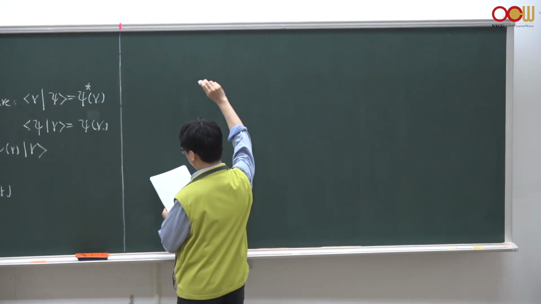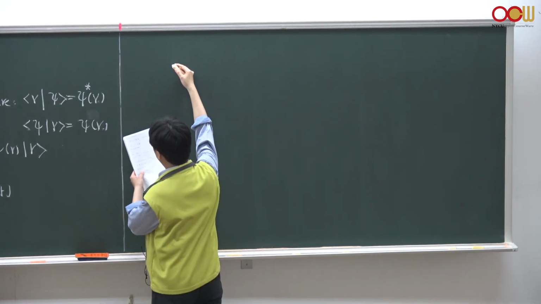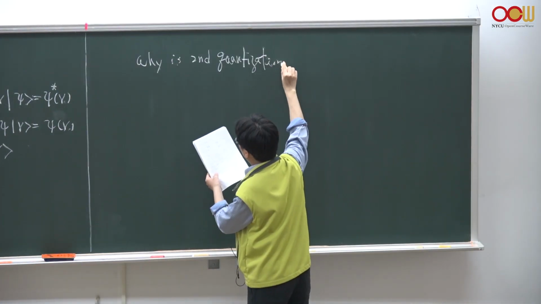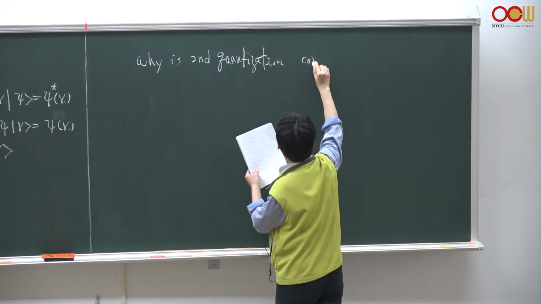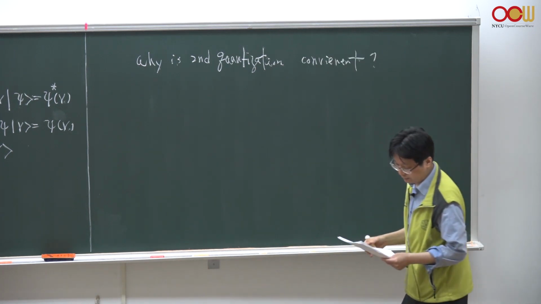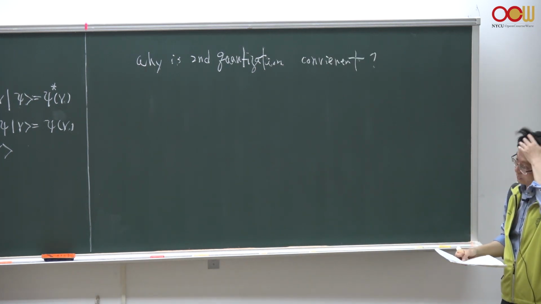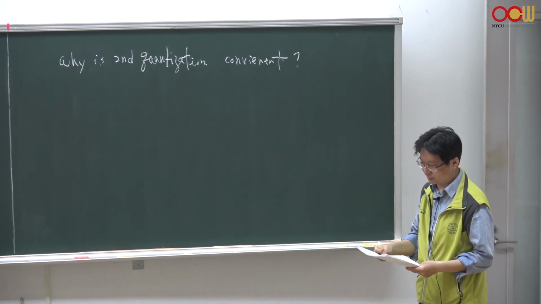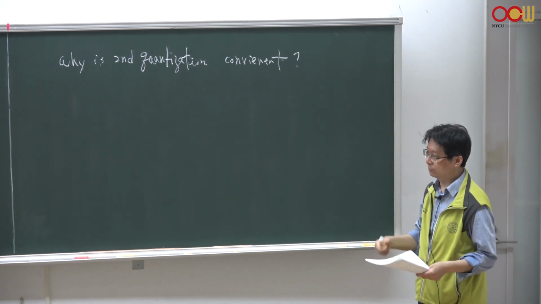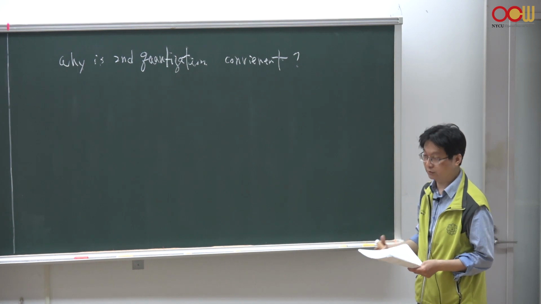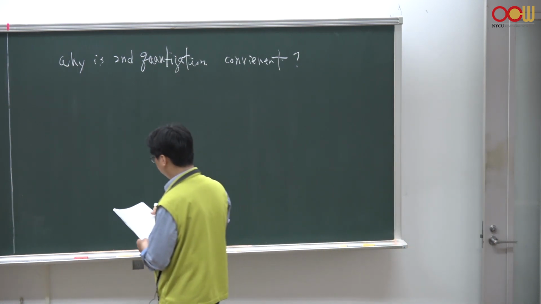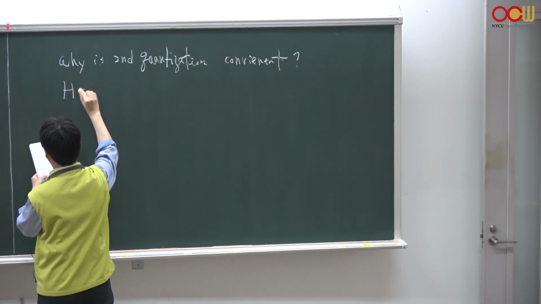So let me just comment on the benefit of using second quantization. Why is second quantization convenient? As I already told you, we can count the particle number by these occupation number operators, and by rewriting the Hamiltonian in terms of the number operators. But let me just more explicitly elaborate these reasons.